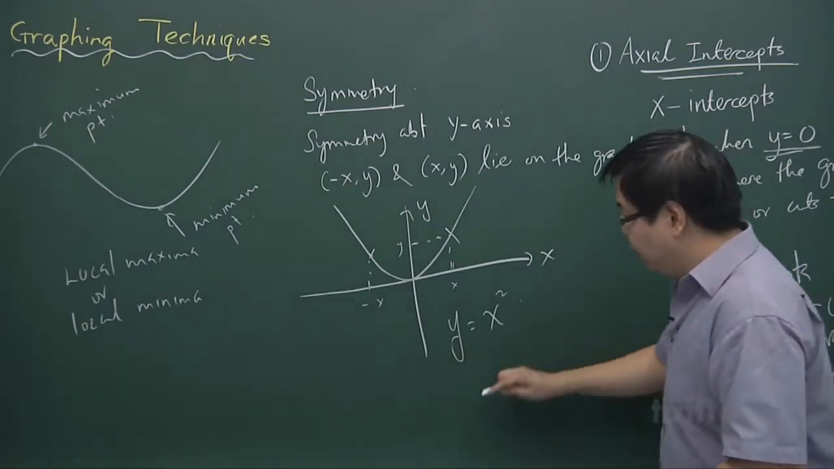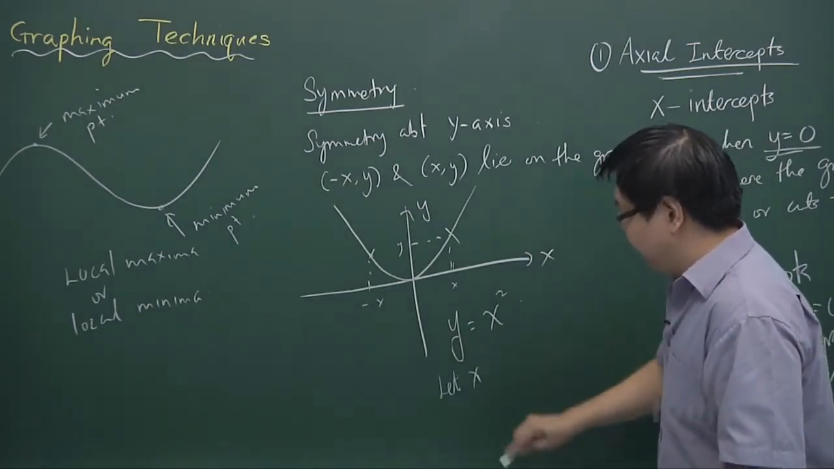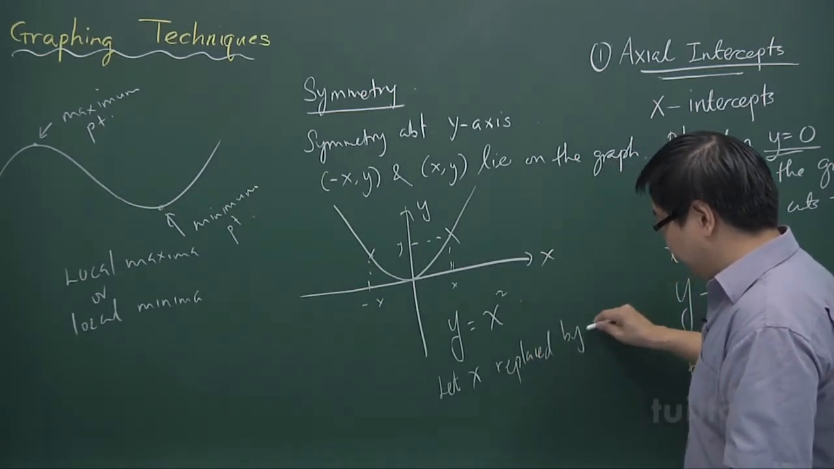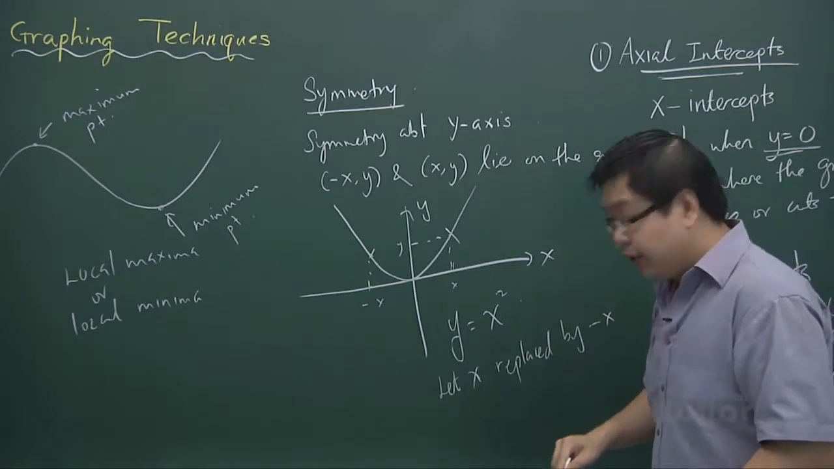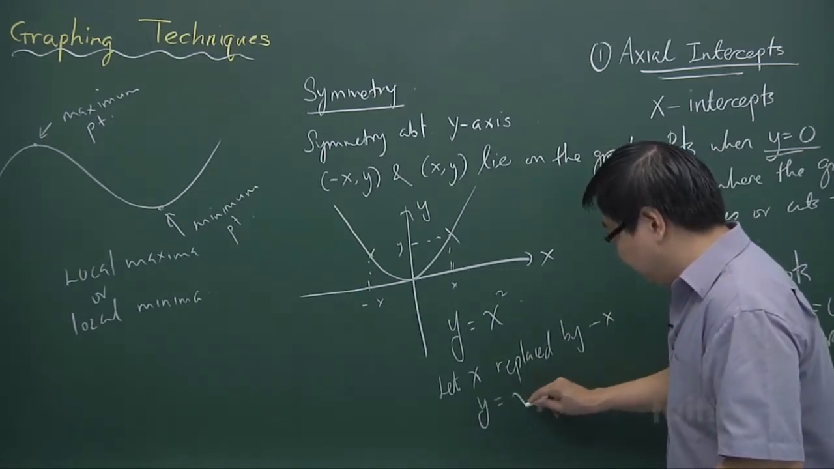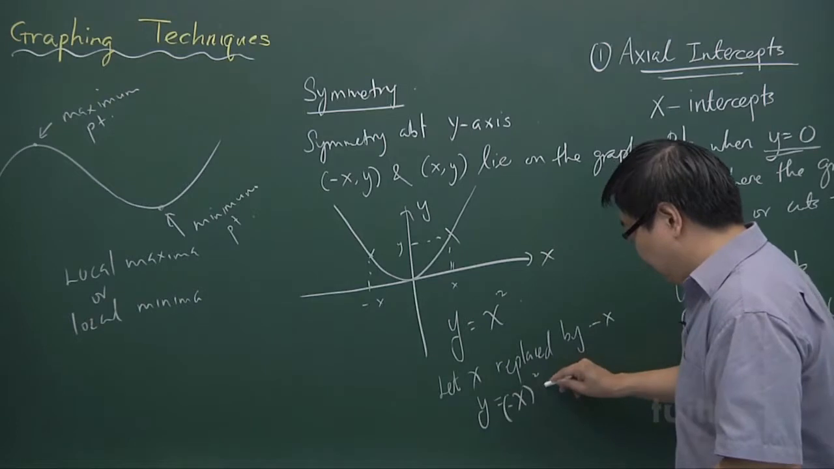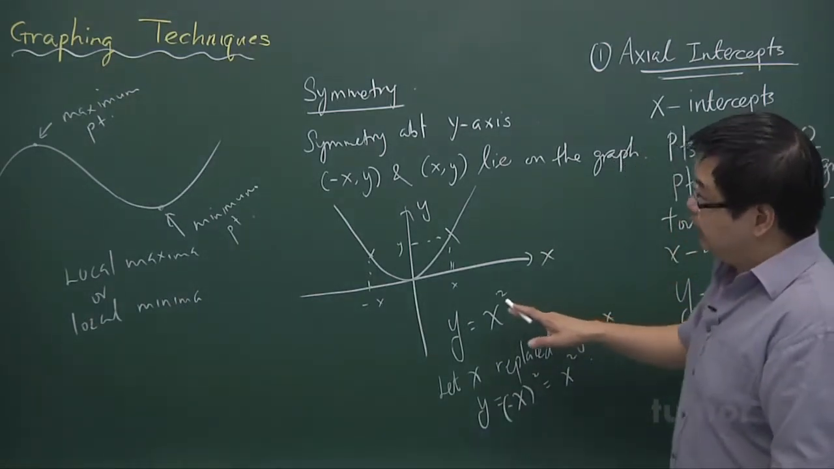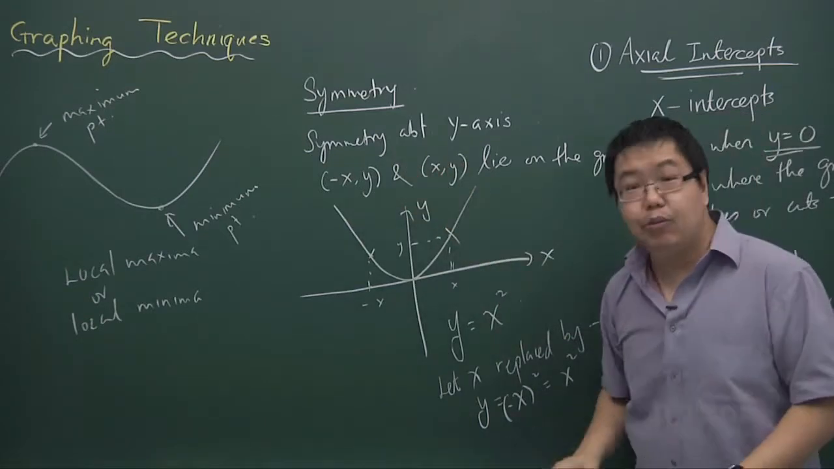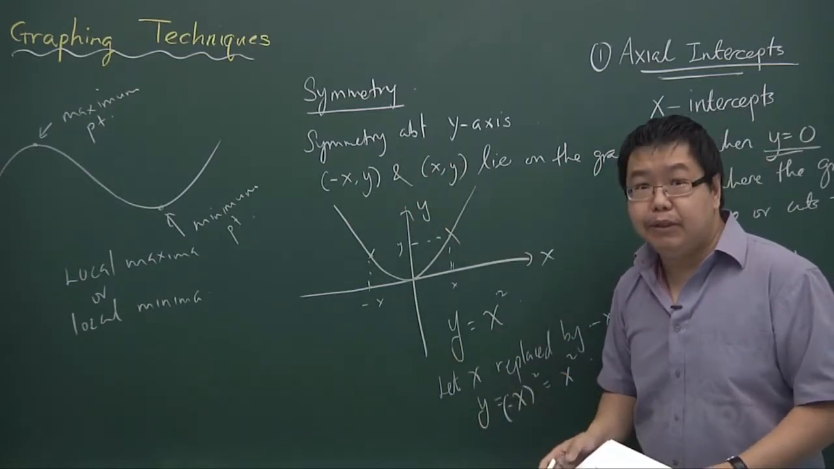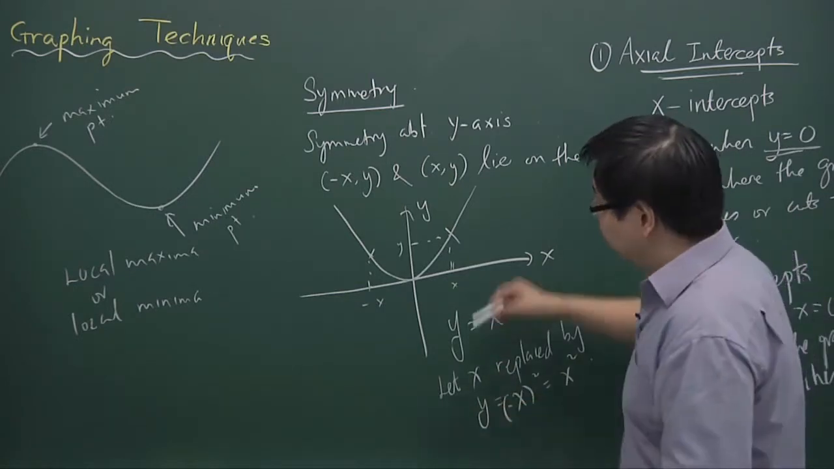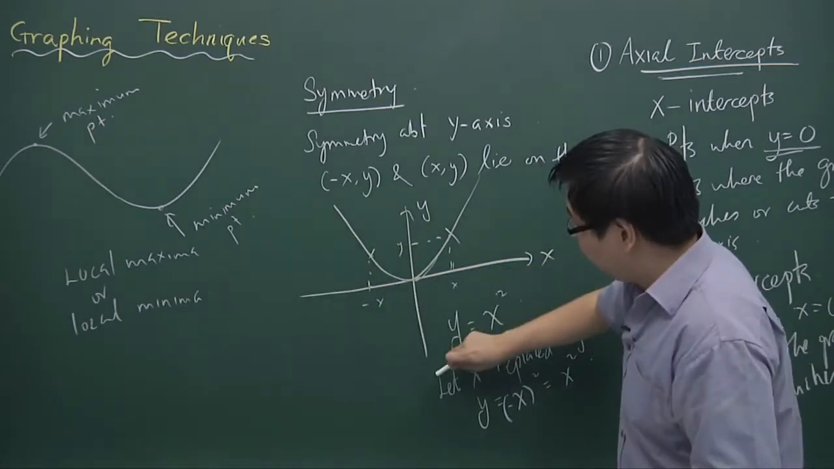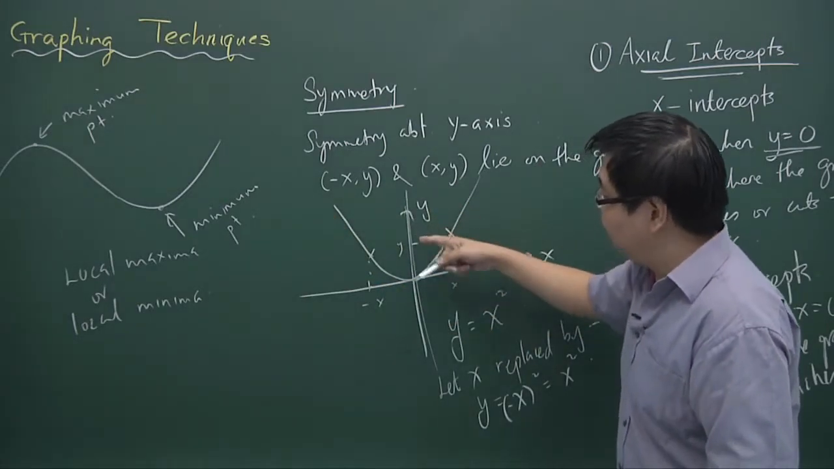Okay. So if you let x be replaced by minus x in this equation, you will still get y equals x squared. In this example, the points (x, y) and (−x, y) are on the same graph. So in short, if you know this part of the graph, you can obtain the other part of the graph by what we call a reflection about the y-axis.